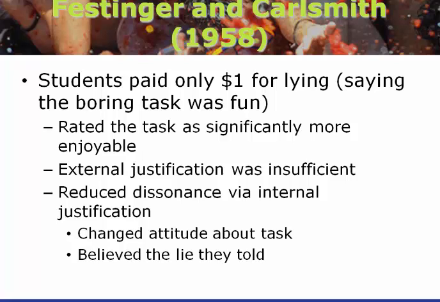They weren't telling a lie. They were telling them the truth. Because they didn't feel like $1 was a sufficient external justification for lying. The only way to reduce their dissonance about it was to convince themselves that they really did have fun, make an internal justification here. And so they started to believe the lie they told. It was a very dull task, but they needed to feel like they weren't telling a lie, so they convinced themselves that the task was actually fun.